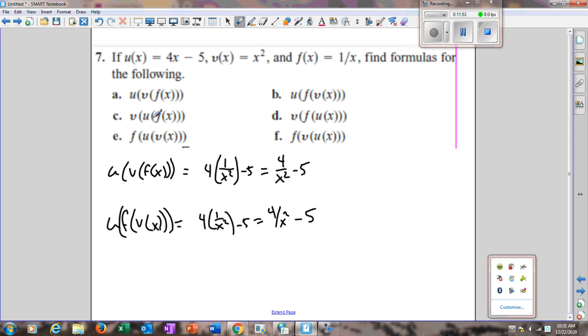Part C, v of u of f of x, means that I plug the f of x into u first. So that's going to be 4 over x minus 5. And that still has to go into v, which means that this is going to be 4 over x minus 5 squared.